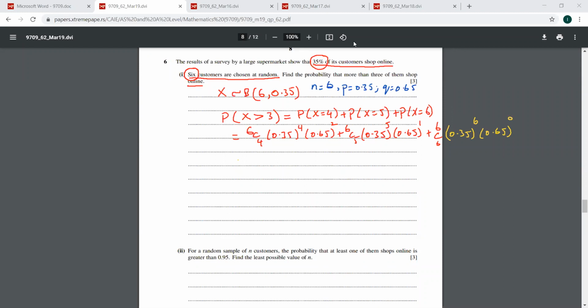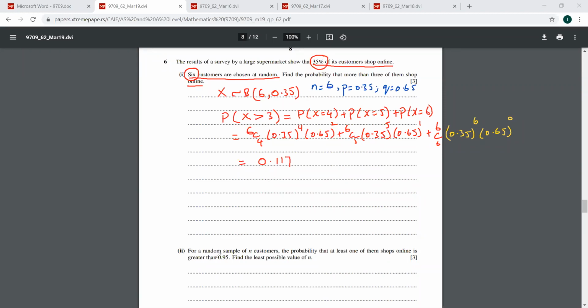Next, we have to use the calculator. So after using the calculator, we get this 0.117. That is the probability that more than 3 of them shop online. Okay. We move on to the next part.